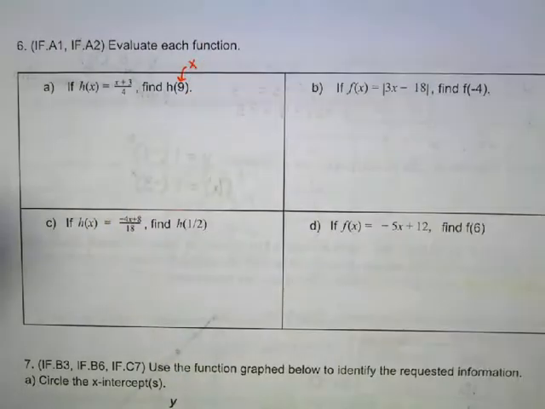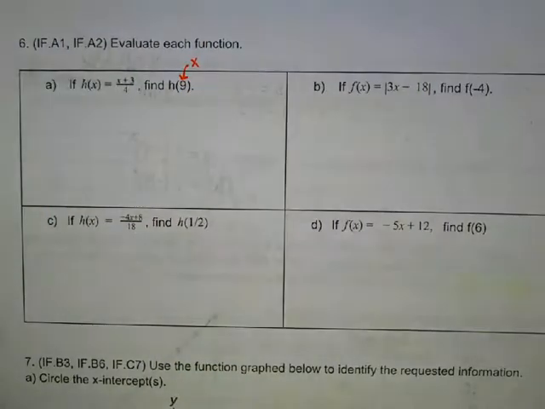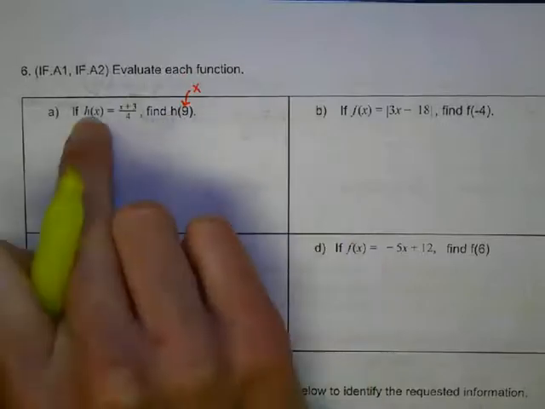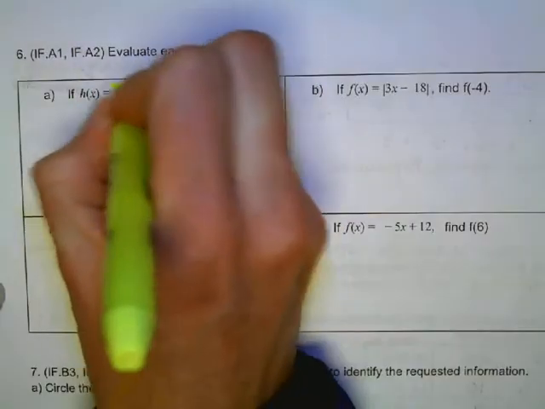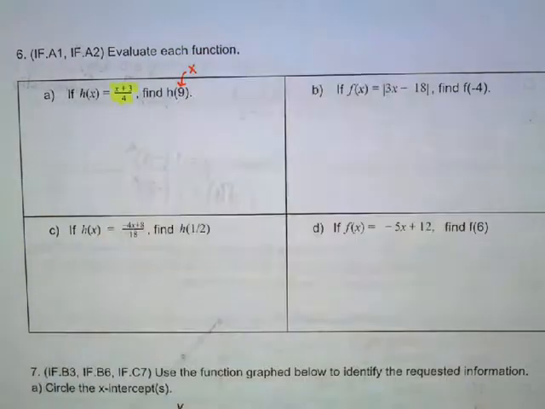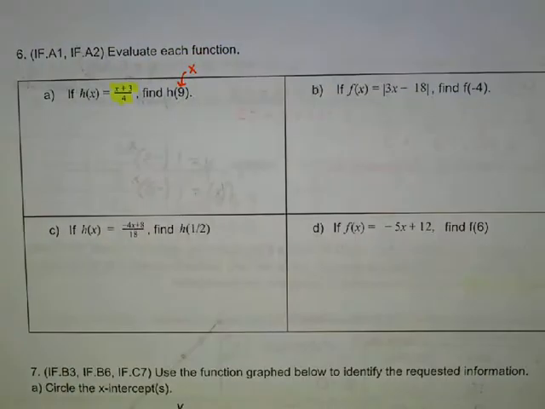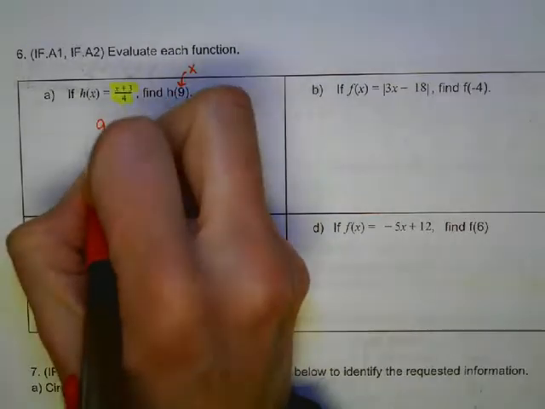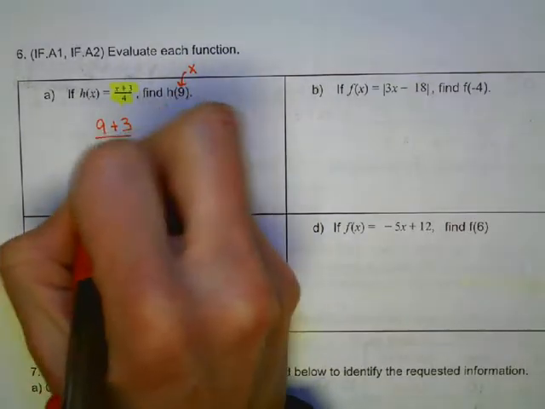So you look at your problem here, and you're only looking at the h function. See the h? So you're looking at the right side of this problem here, and you're going to plug in 9 where you see an x. So if you plug in 9 plus 3, that line means divide by 4.